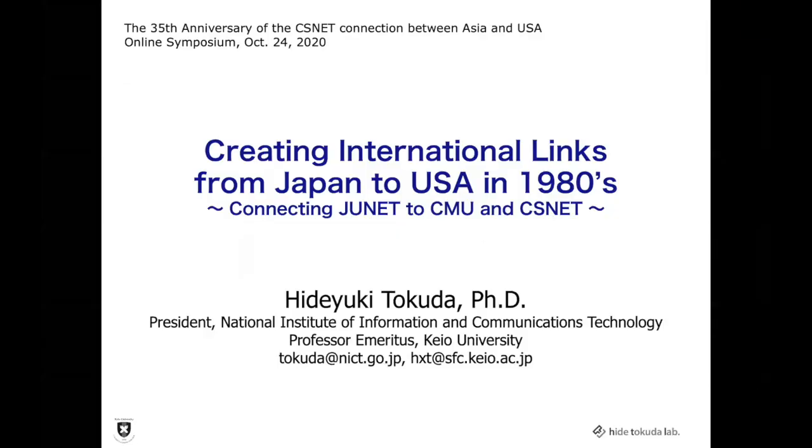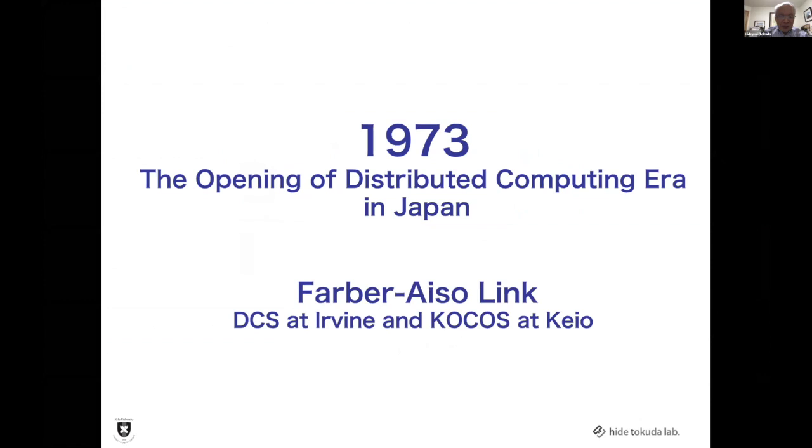Okay, so I will talk about creating international links from Japan to USA in the 80s, namely connecting JUNet to CMU and CSNET. Before I talk about the CSNET development in Japan, Professor Aiso actually back in the 70s visited Professor Dave Farber's research lab at UC Irvine. After he came back, he started a project focusing on distributed computing. So I call this the Farber Aiso link.